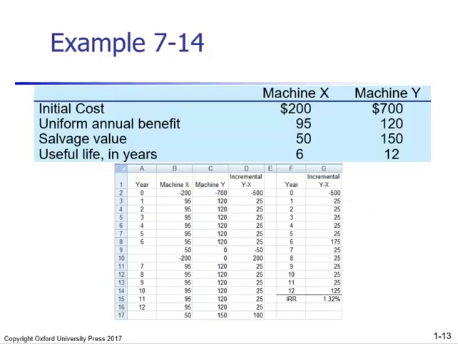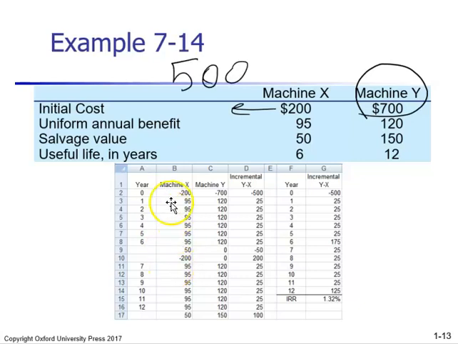Here we have a beautiful example on this topic. Okay, here we have two machines. For Machine Y, you are paying 700, and for machine X, you are paying 200. So now machine Y is the one that costs us more money at the initial investment. So we are going to calculate the internal rate of return on this extra 500 that we are paying to see if it is worth it or not.